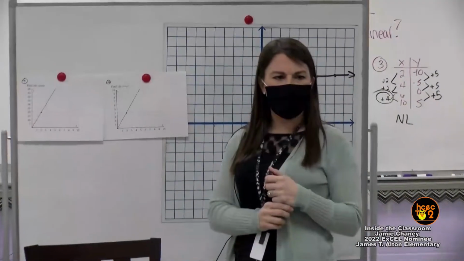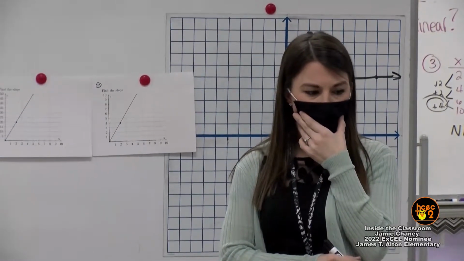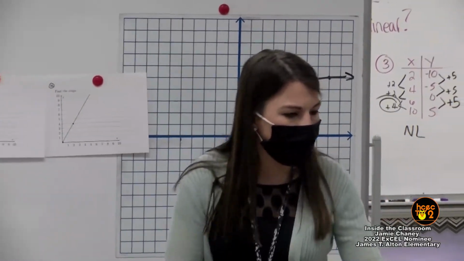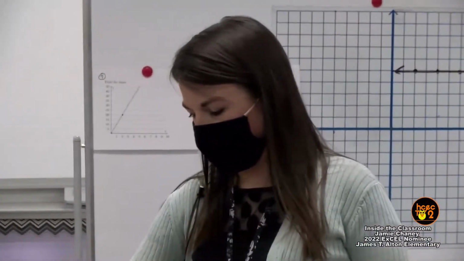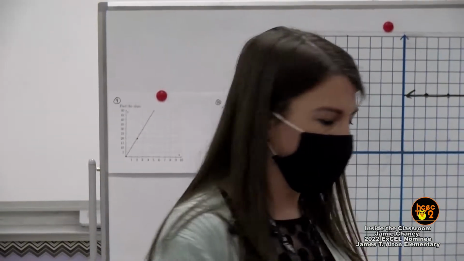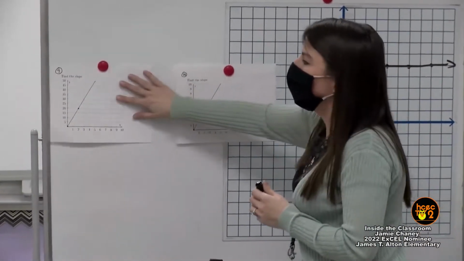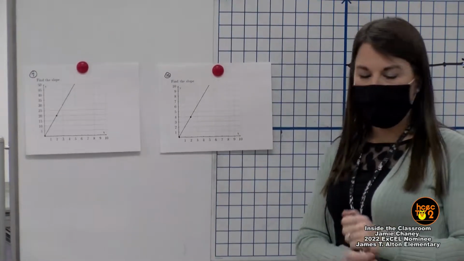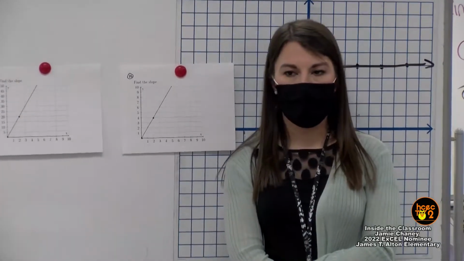All right, guys, can I get eyes up here for just a minute? Let's talk about what we're doing here. Okay, I want you to flip to the side that has the number 2 on the top. See where it says find the slope? Those graphs match these 2 graphs right here. So before you write anything, I want to talk about this. So put your pencils down. I want to talk about these 2 graphs. What do they have in common?